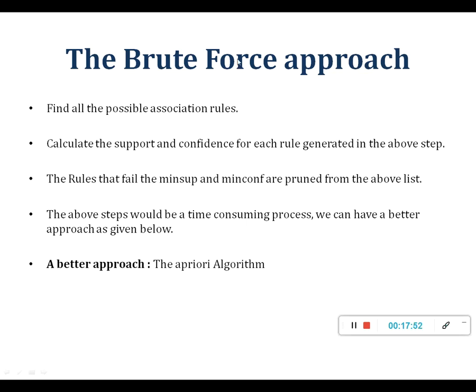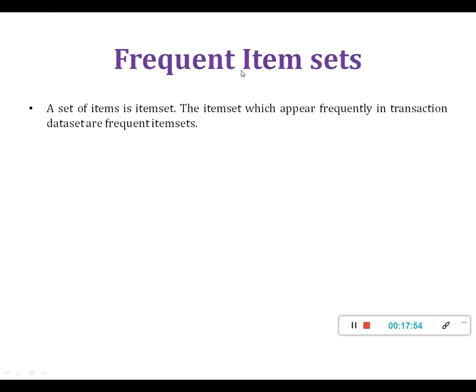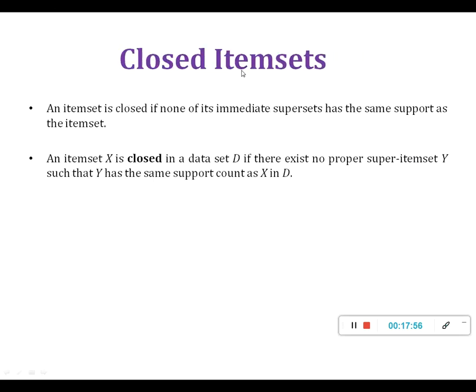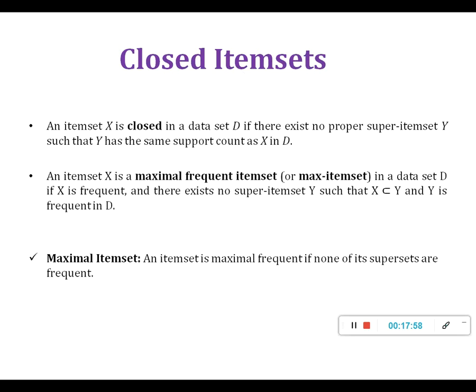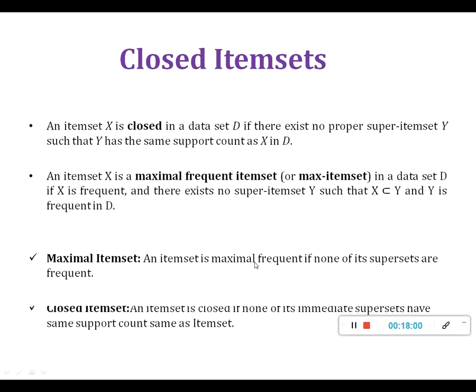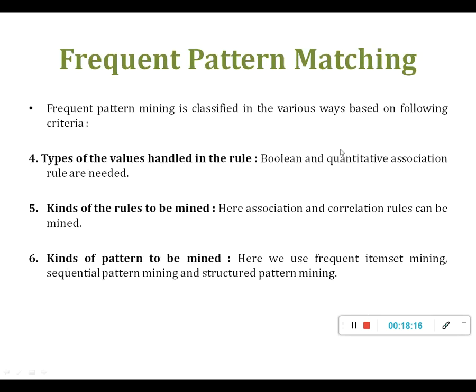But we can't avoid things like frequent item sets and closed item sets. These matter too, but whenever our data set is very large, finding the support and confidence and working accordingly will be very time consuming. The solution to this problem is the Apriori algorithm, and we are going to see that.